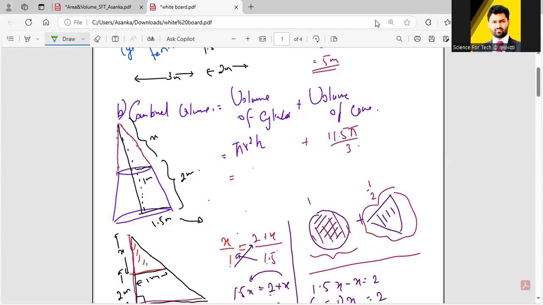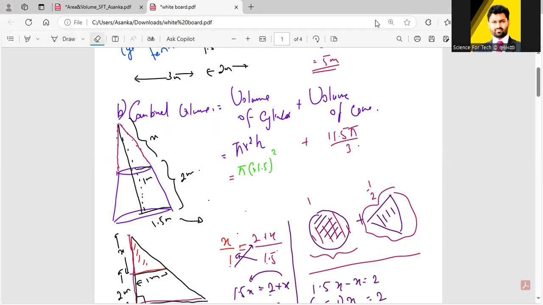Here is one-third pi r squared h, the volume of a cylinder. R is 1.5, the same, and the height is 2.5. 1.5 squared. We have to substitute this with units.